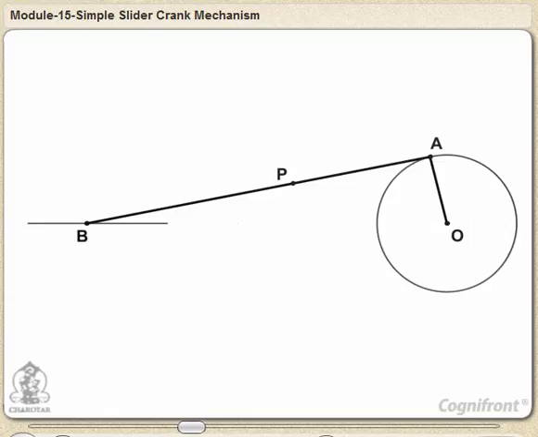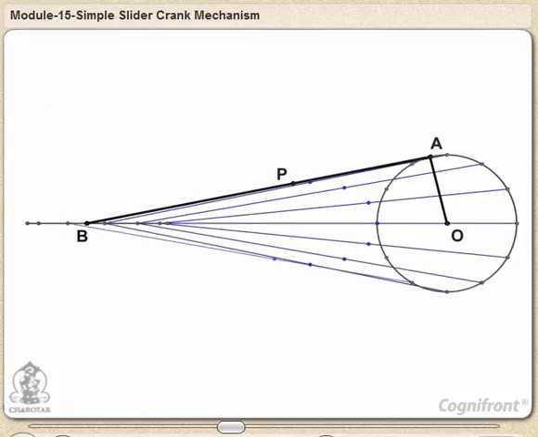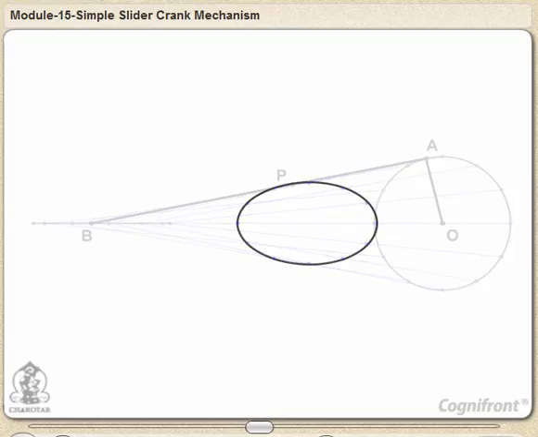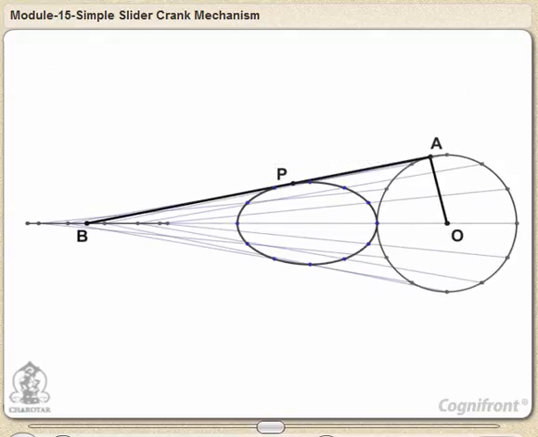1. By assuming various positions of the crank end A. 2. By obtaining the corresponding positions of the end B. And 3. By locating the position of P on the lines joining the first two positions. Finally, a smooth curve drawn through the located points will be the locus of P. The curve obtained is known as coupler curves. Let's see the stepwise procedure to draw the above path.